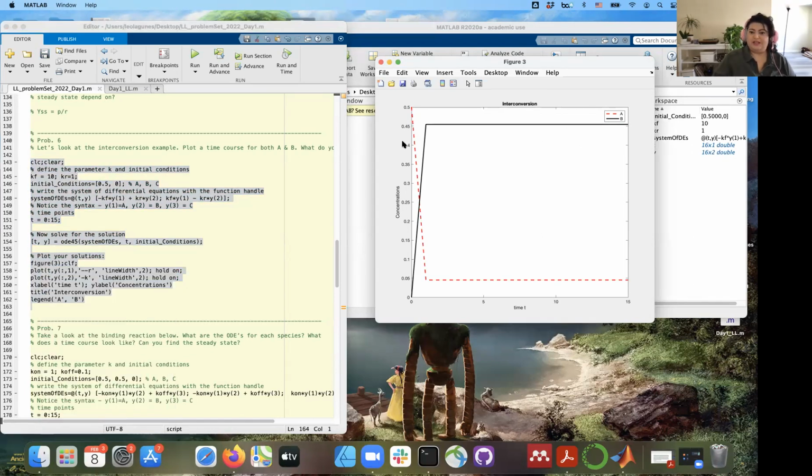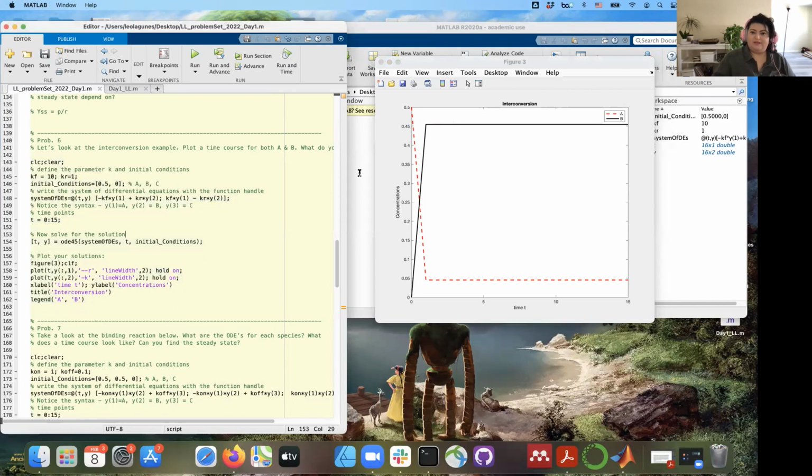Oh, now you can see that we are losing almost all the A over to B. So almost all of it. And you can imagine that as you play around with those further, you can watch how A and B are influenced by just those two parameters.